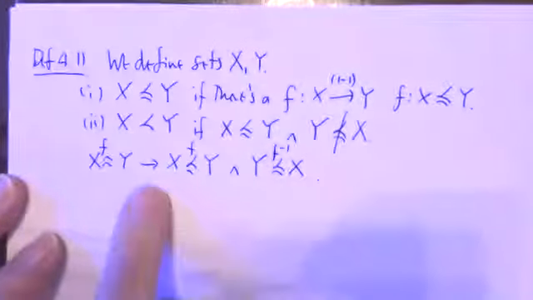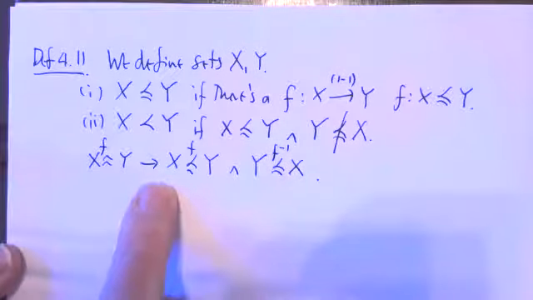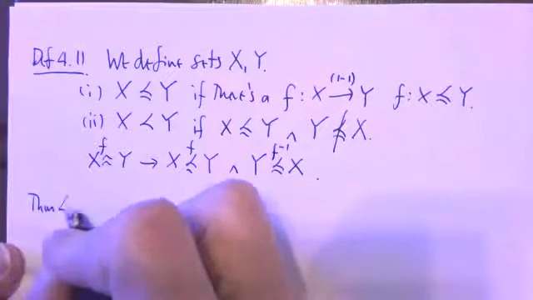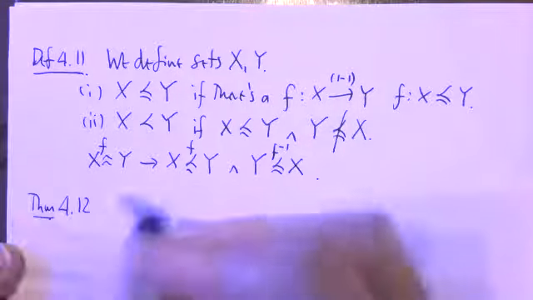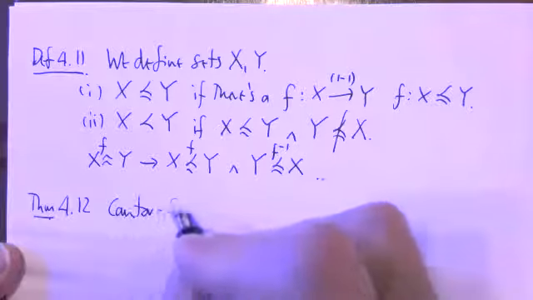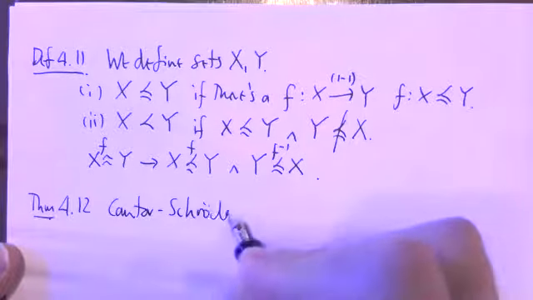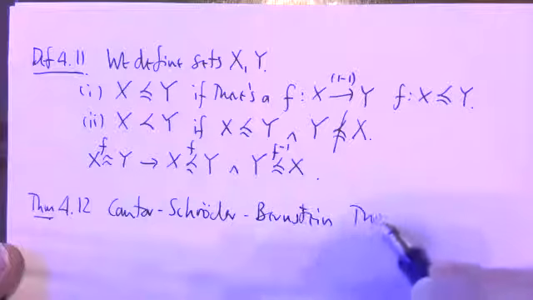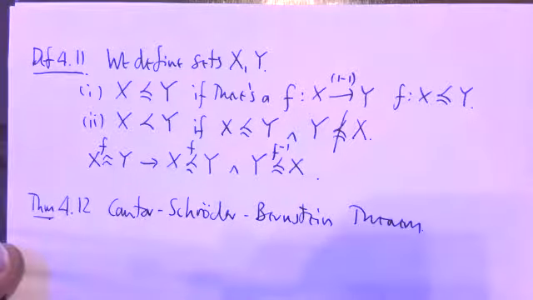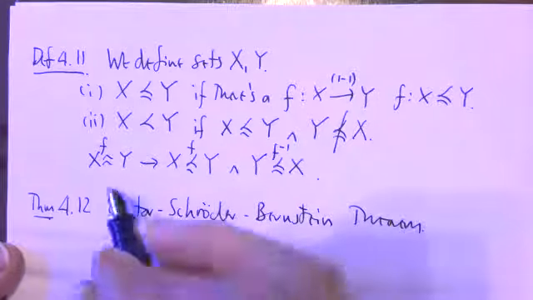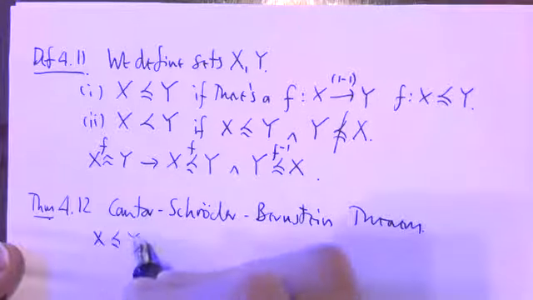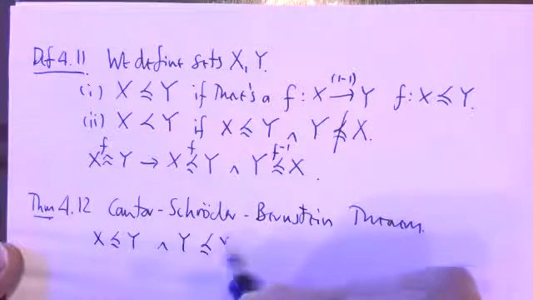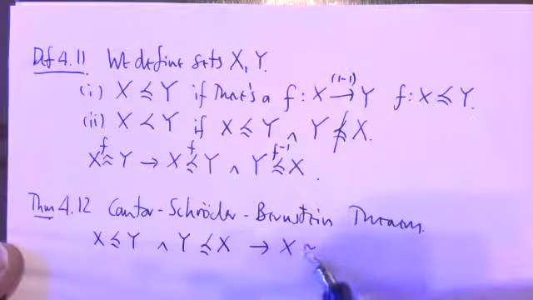So the question is, is this an equivalence? And as I just said, this is going to be the Cantor-Schroeder-Bernstein theorem. And it precisely says this reverse arrow here. If there's an injection from X into Y, and there is an injection from Y back into X, then actually they're equinumerous.